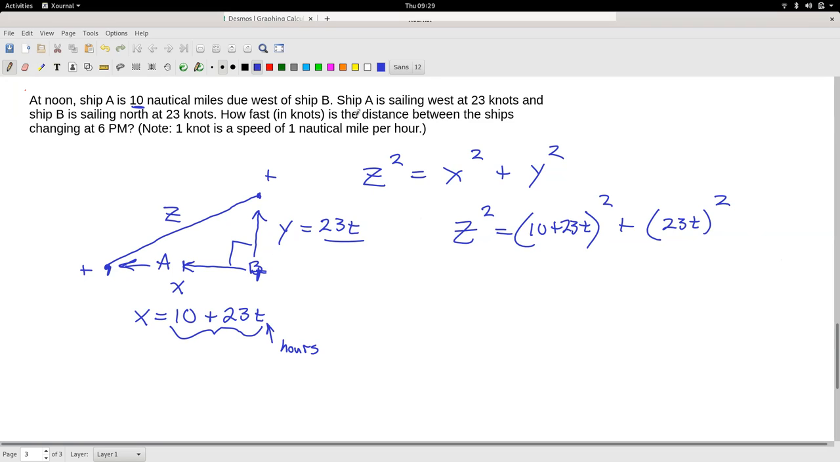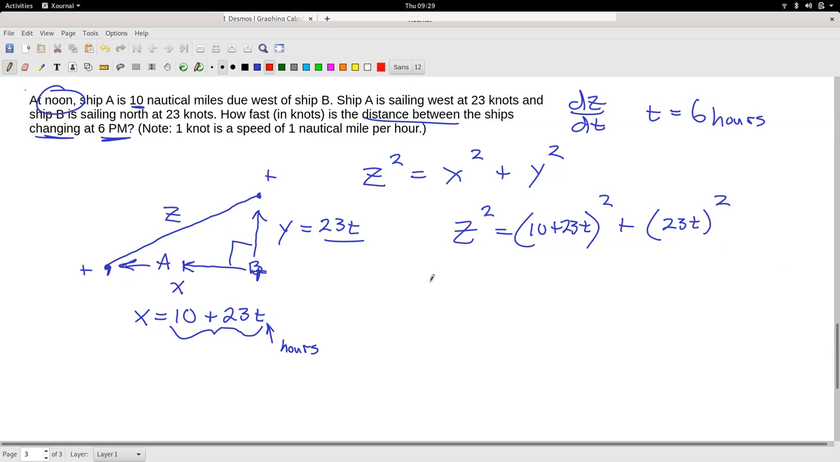All right, so what we want to know is not exactly the position, the distance z, but we want to know how z is changing. So we want to know how that distance is changing. That means they want to know what is dz/dt when t is equal to 6. So we started off at noon, and then they want 6 p.m., so that would be just 6 hours later. So to do that, we just need to differentiate with respect to time. So that's our implicit differentiation.